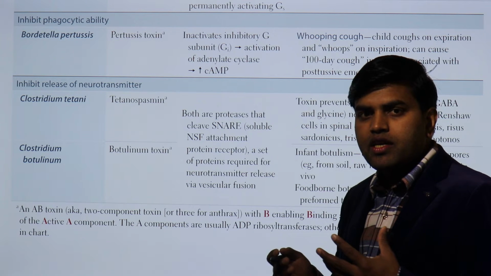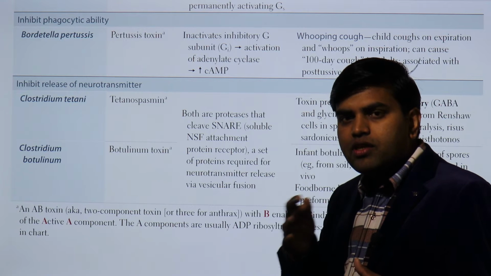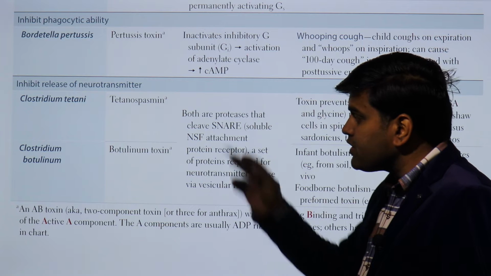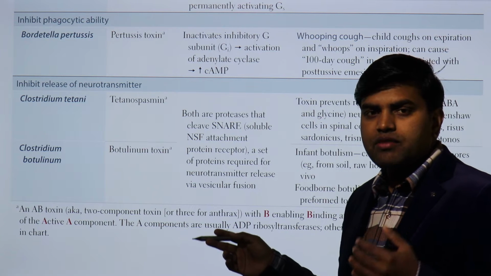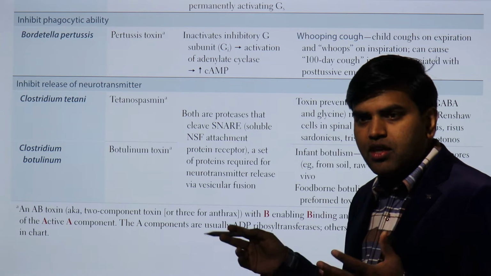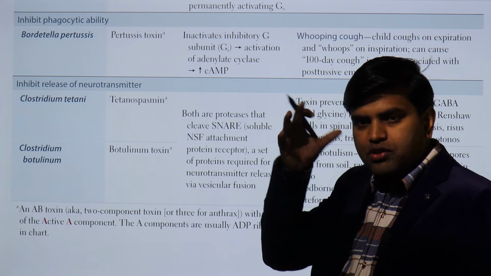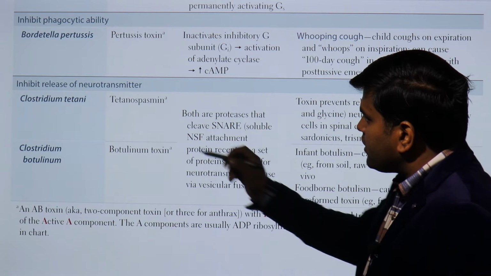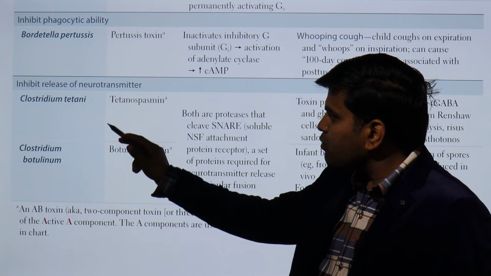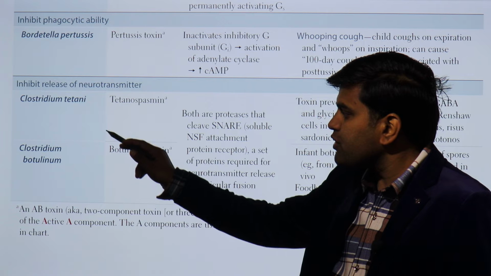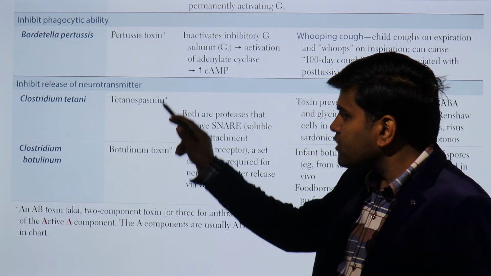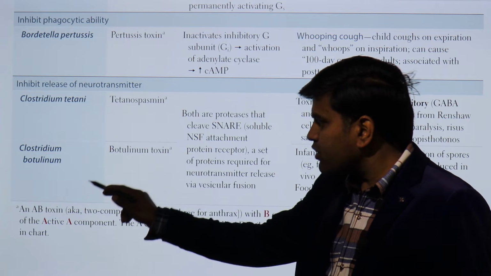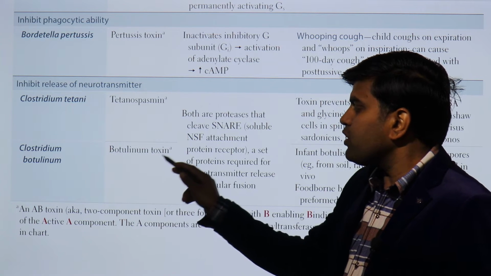Neurotransmitters are hormone-like substances present in the central nervous system, required for the proper transmission of neurological signals. Once these neurotransmitters are not present, there will be devastating complications. There will be no transmission of signal, no control of the central nervous system over the peripheral nervous system, and damage occurs. Let me explain. The two bugs that inhibit the release of neurotransmitter are Clostridium tetani and Clostridium botulinum. Clostridium tetani releases the toxin known as tetanospasmin, whereas Clostridium botulinum releases the botulinum toxin.